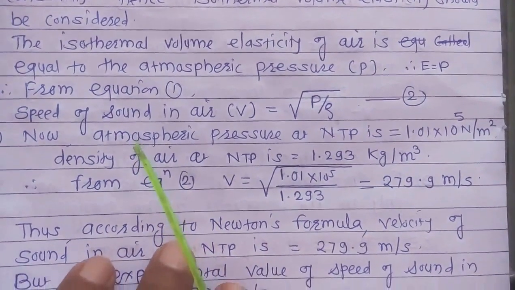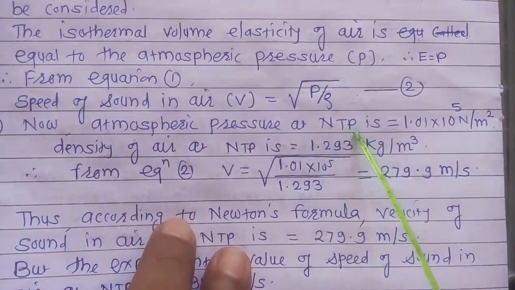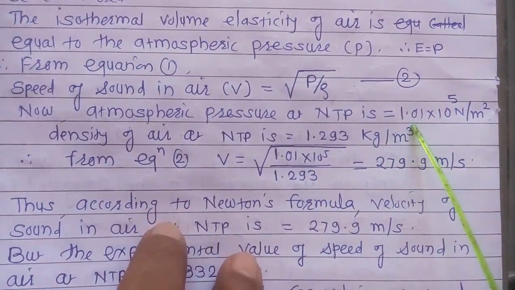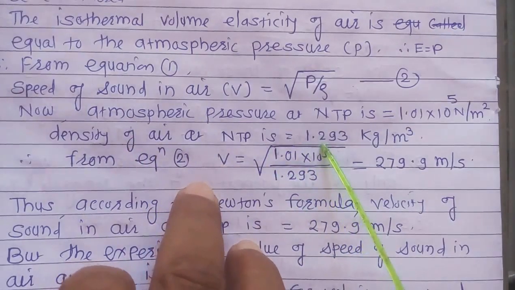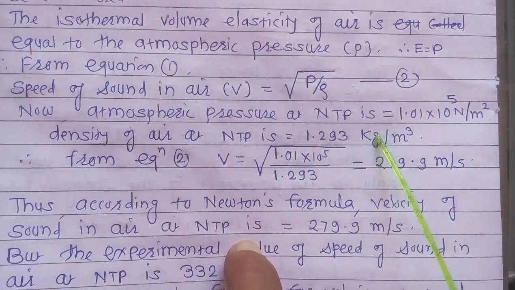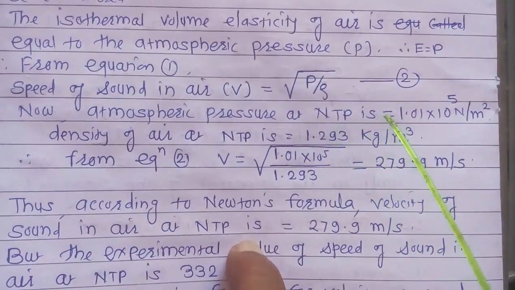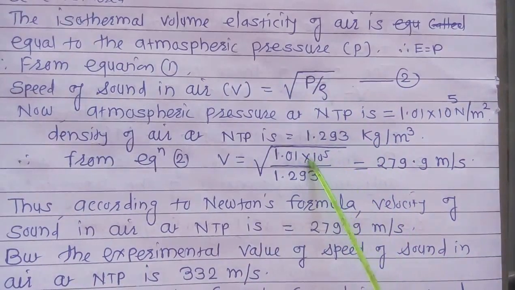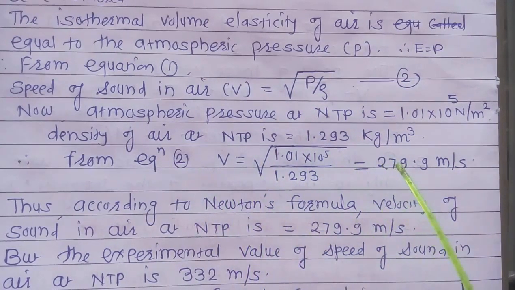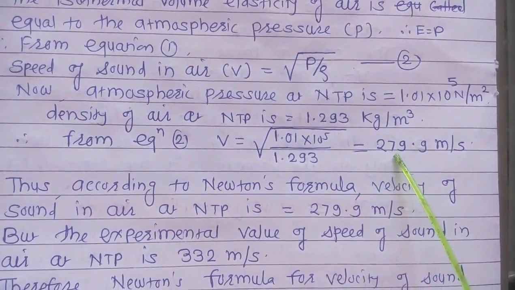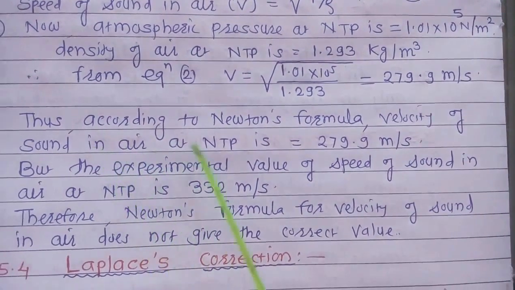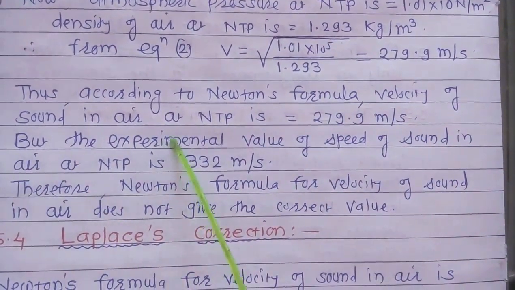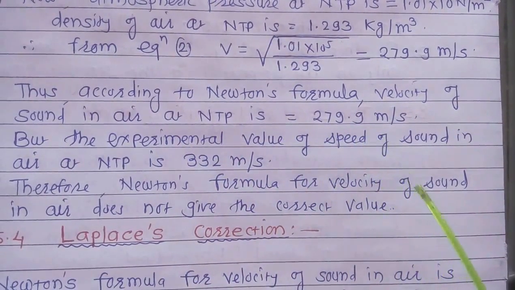Now the atmospheric pressure at normal temperature and pressure, that is NTP, is 1.01 into 10 raised to power 5 newton per meter square, and the density of air at NTP is 1.293 kilogram per meter cube. Substituting this value of pressure P and density rho in equation 2 and simplifying, we get the speed of sound in air at NTP as 279.3 meter per second. Thus, according to Newton's formula, the velocity of sound in air at NTP is 279.9 meter per second.